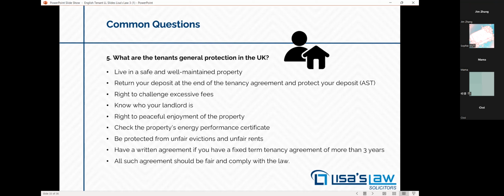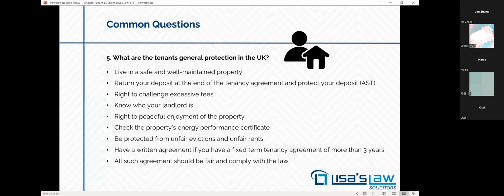So the next one would be, as a tenant, you're protected from unfair eviction and unfair rent. This is arguable. You are protected, but what happens if the landlord tries to unfairly evict you? The problem is you will have to find someone to assist you, either a solicitor, or you can challenge it if you know how to do it. But I would best advise, if you're a tenant, there are a lot of associations outside who can help, especially the Citizens Advice Bureau and Shelter. If not them, we also protect tenants.